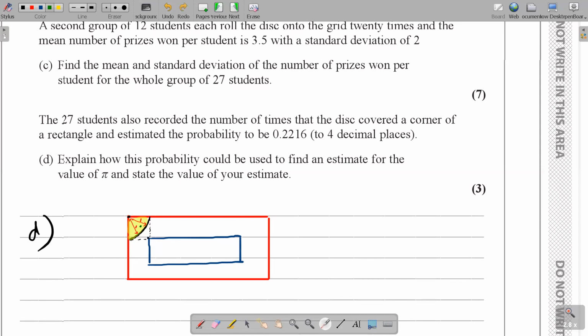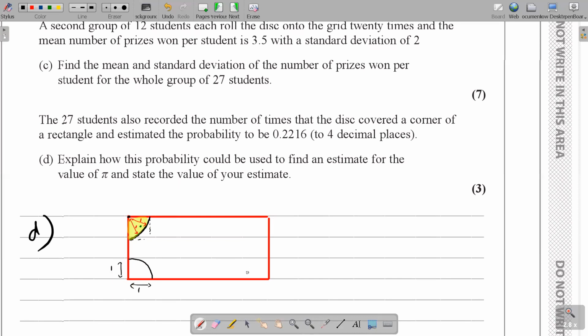So we don't need the inside rectangle here. All you need to think here is like this. Considering the corner, if you want the corner to be covered, the disc should fall within a 1 centimeter radius of this corner. If your center falls, not the disc, the center of the disc, anywhere within 1 centimeter of this vertex, it will cover this corner.